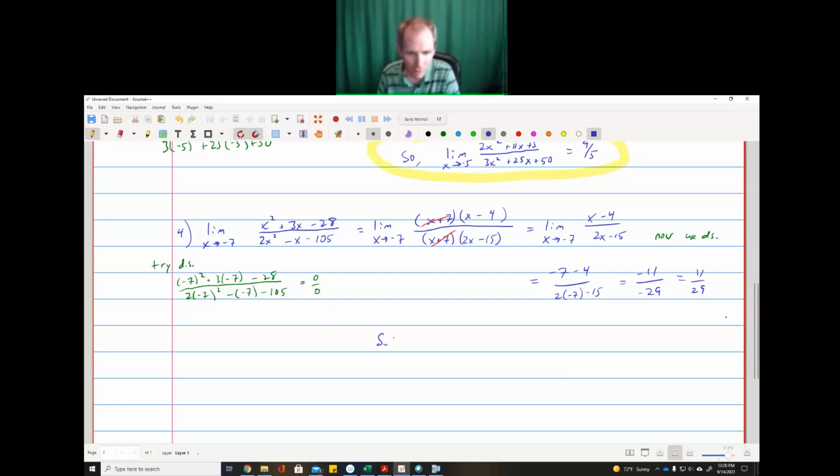Let's say, all right, so the limit as x approaches negative 7 of x squared plus 3x minus 28 over 2x squared minus x minus 105 is equal to 11/29.